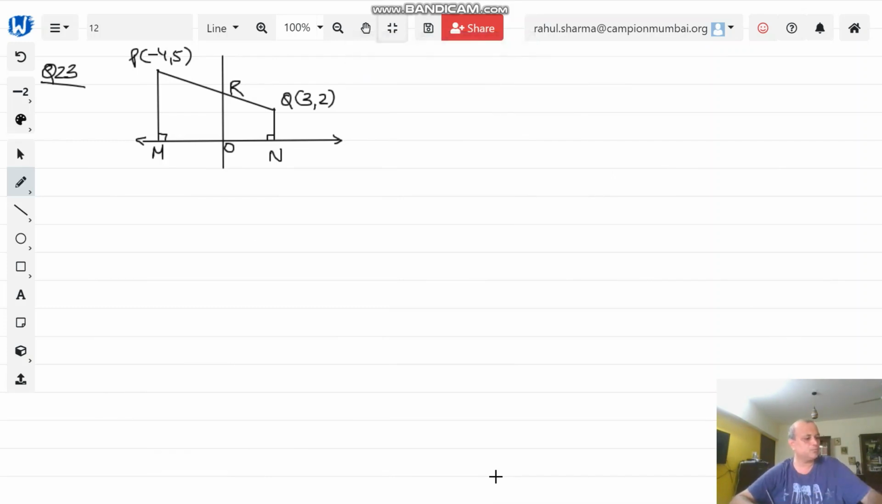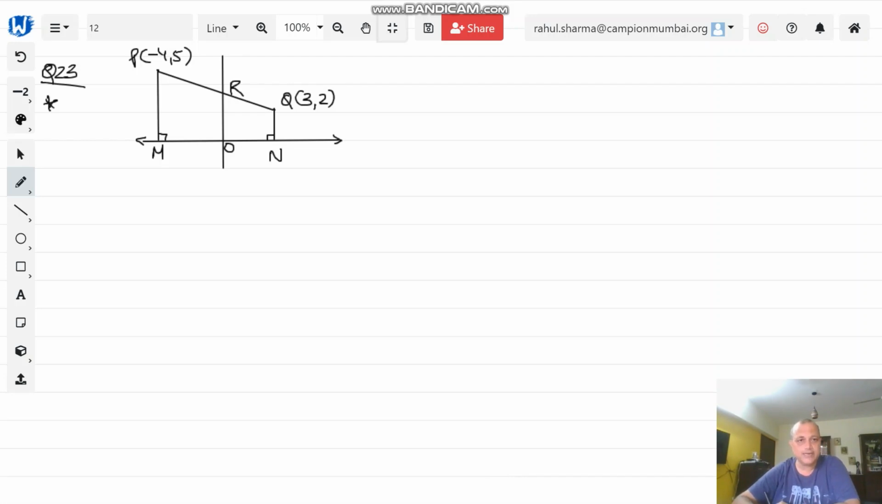Question 23, you can put a star on this question, a very interesting question. The line joining P and Q, and I've already drawn a rough diagram, intersects the y-axis at point R. PM and QN are perpendiculars from P and Q onto the x-axis. Find the ratio of PR is to RQ. Then part 2, the coordinates of R. Next, the area of the quadrilateral. So let's look at this question.